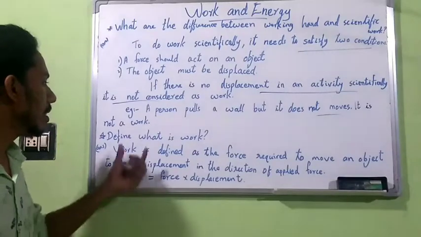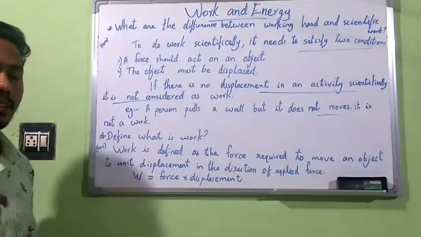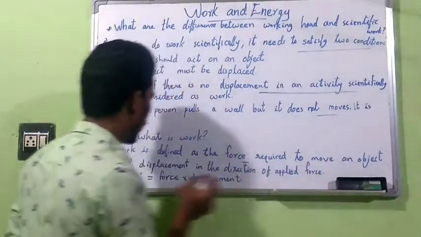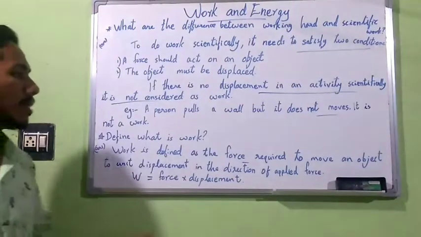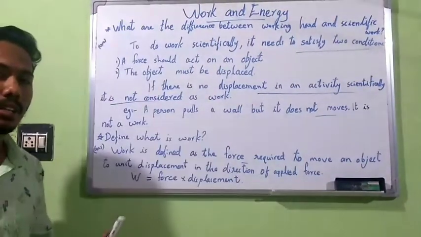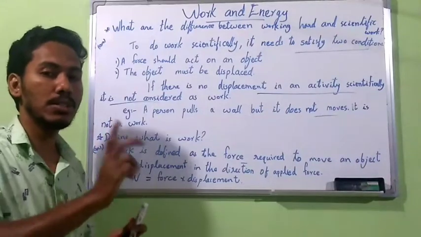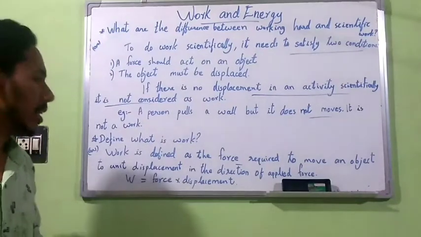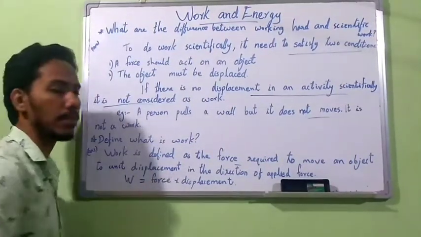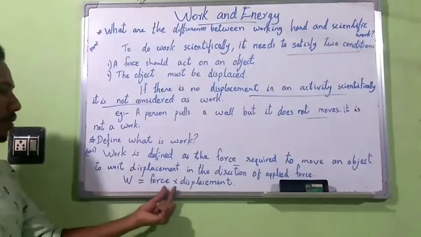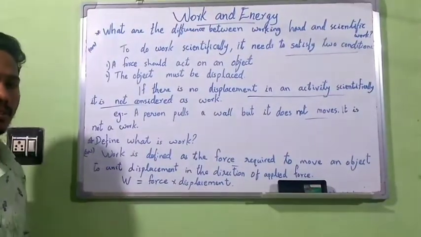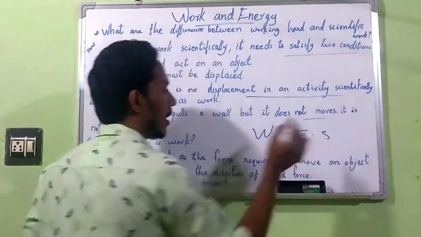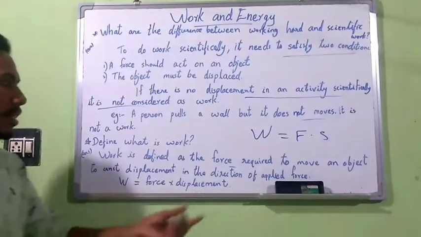Then define what is work. Work is defined as the force required to move an object by unit displacement in the direction of applied force. We can also define it as the product of force and displacement. W is equal to F s, force into displacement.